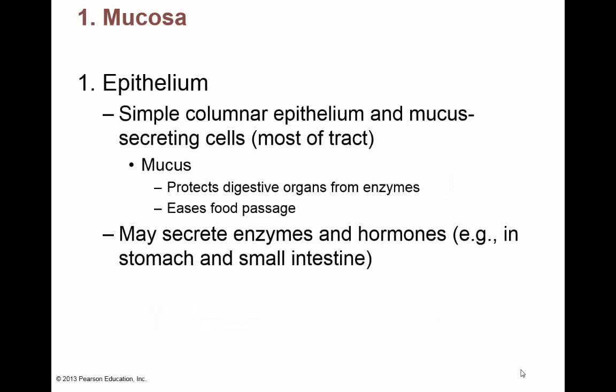The first, the epithelial layer, still of the mucosa layer, is made of simple columnar epithelium, and depending on where you are on the digestive tract, most of the simple columnar epithelium also has mucus secreting cells. Do you remember what those are called? Goblet cells. Yeah. So there are lots of goblet cells in most of the digestive tract, making lots and lots of mucus. It protects the digestive organs from various enzymes, so we don't digest ourselves. And it also eases the food passage. It's got mucus, which allows food to slide right through the digestive tract. The epithelial lining may also secrete various enzymes and hormones, especially when we get into the stomach and the small intestine, where lots of hormones and enzymes are secreted for breaking down food.